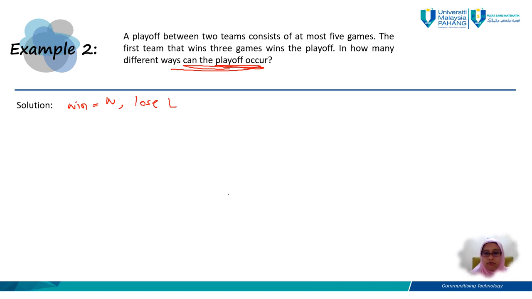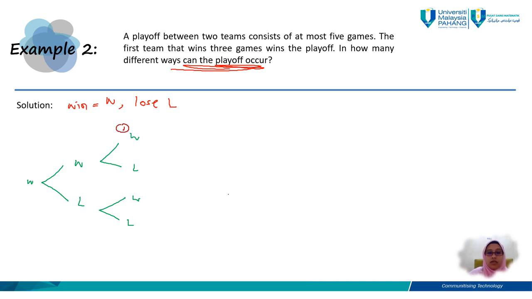So we start with the win first. This is for win. And then we have win and then lose. This is for the second game. And then for the third game, we have win and then lose. This one also we have win and then also lose. From here we can see we have the first three wins, so automatically the game will stop. So this will be number one.